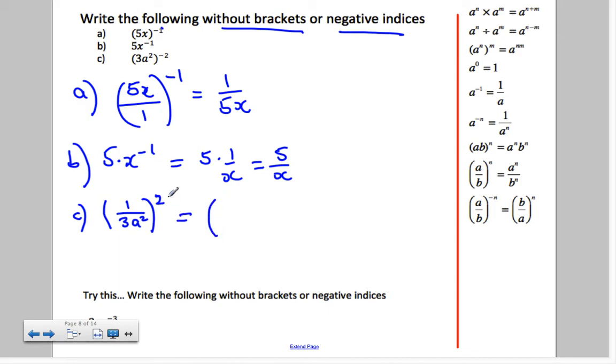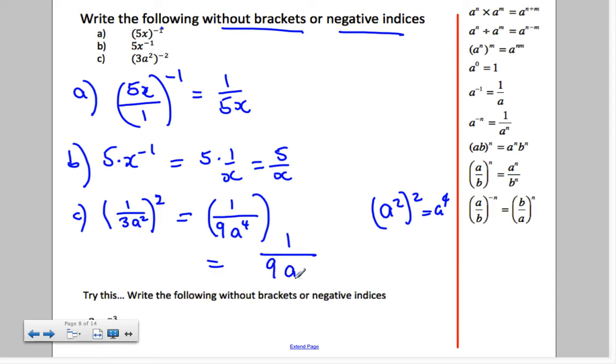So I'm going to square the numerator. 1 squared is 1. And I'm going to square everything in the denominator. 3 squared is 9. A squared squared, if you think of this rule here, that's a to the power of 2 times 2, which is 4. Alright, so our final answer, we don't really need brackets, is 1 over 9a to the 4.